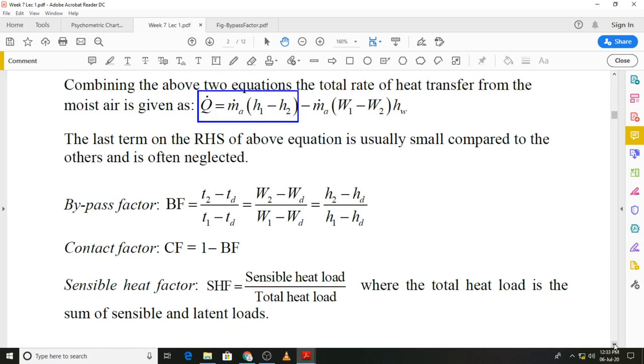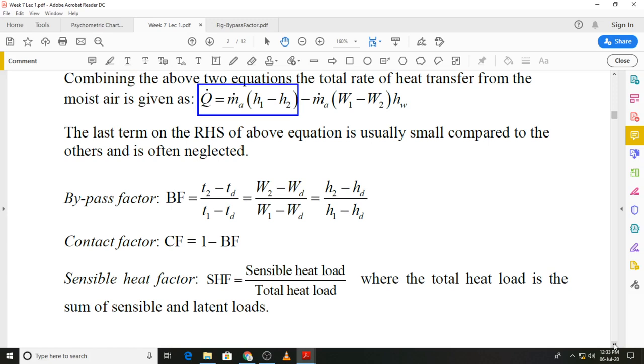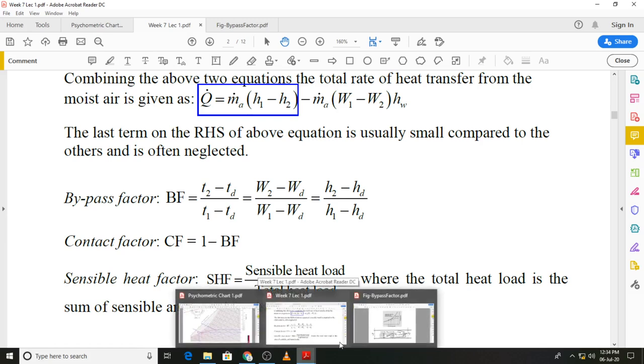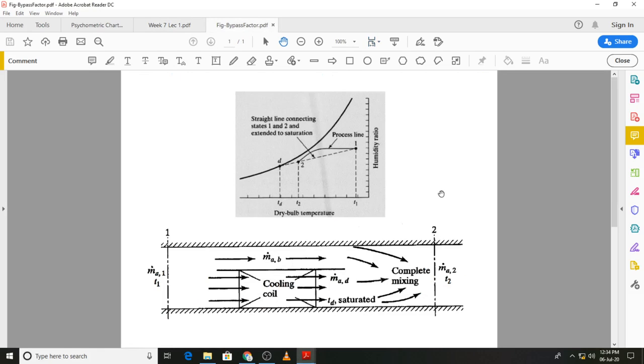Then we define what is known as a bypass factor. Now before I go to the bypass factor, I will come back to that point that I had made earlier, that the actual process can be considered to be a combination of two streams, one at state 1, the other is at state D. And for that, let's look at this cycle, the process, and a schematic representation of the system, that is flow of air over a cooling coil.